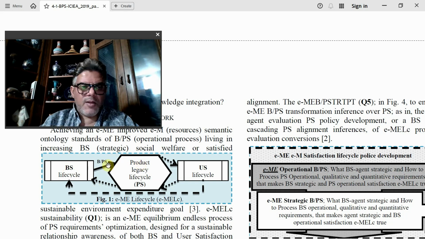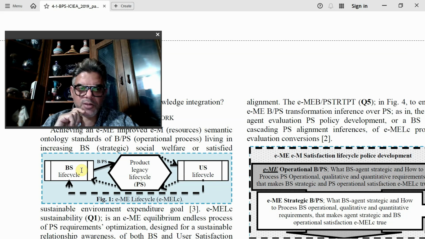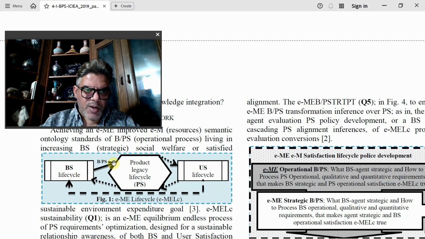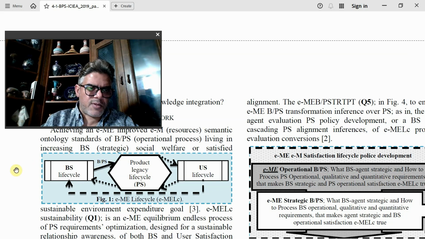So because we are starting right now the iteration, we'll take the business product satisfaction. But if it's in the reproduction, then it will look different. So now we are going to talk about this specific relation between the business satisfaction and the product satisfaction, which is the business/product satisfaction. Okay, so let's go back.